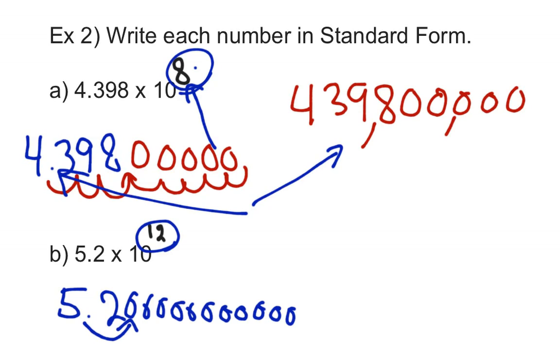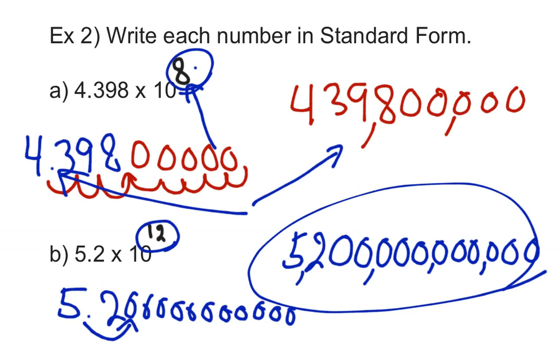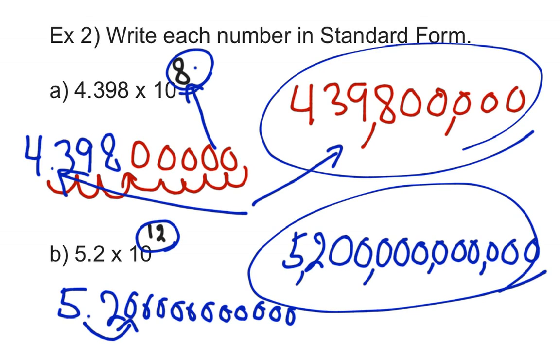Now I know those look like 6s, but they're zeros. Okay, I'm going to rewrite this neatly. 5, 2, then I have 11 zeros. 1, 2, 3, 4, 5, 6, 7, 8, 9, 10, 11. Let's put my commas in. Make sure they're nice and long so they look like commas. Okay, comma, 1, 2, 3, comma, 1, 2, 3, comma. And there are our answers in standard form.